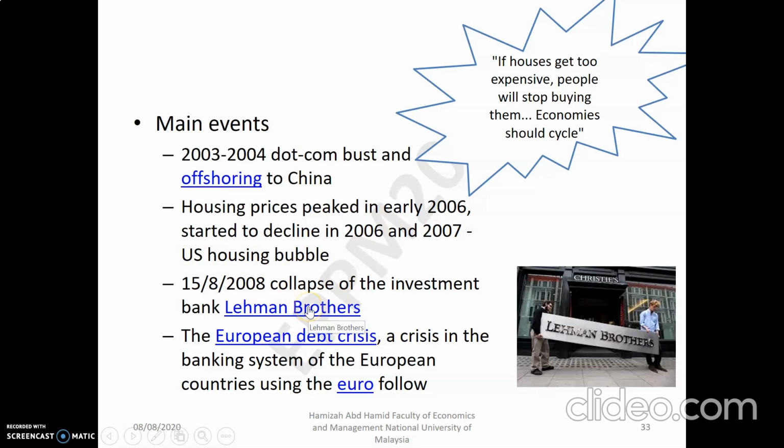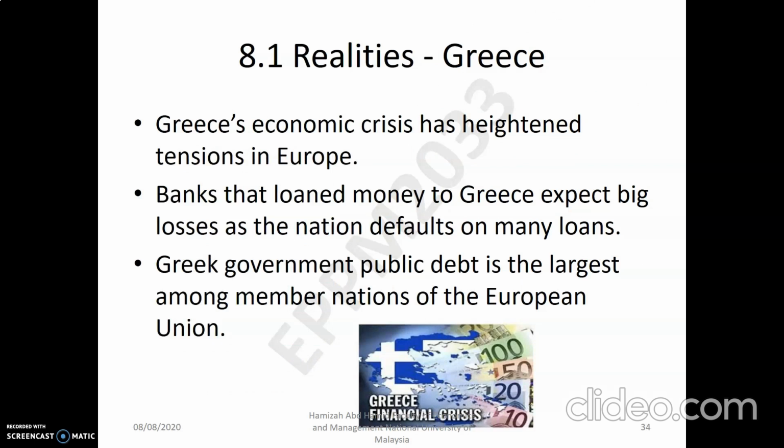Eventually, in 2008, the investment bank Lehman Brothers collapsed, and what happened next was the European debt crisis. So the crisis in the banking system of the European countries using the euro. So the countries using the euro are affected as well. So it's not caused by one factor only. It's one factor and a few others, and the interaction of other factors in the environment as well.